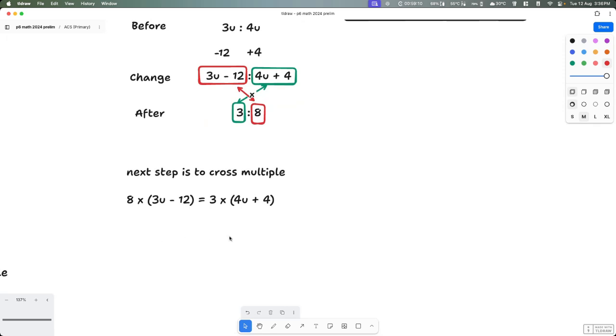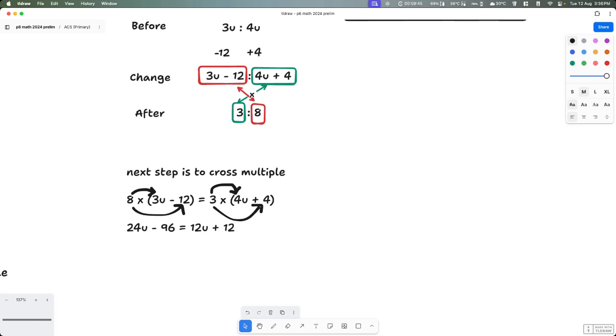Always remember that when you multiply like this, you always have to multiply both, over here and over here as well. Same goes here. So 3 times 4 units, and then 3 times 4 as well. So this will then become 8 times 3 units is 24 units, minus 8 times 12 is 96, which is also equal to 3 times 4 is 12 units plus 3 times 4, 12.